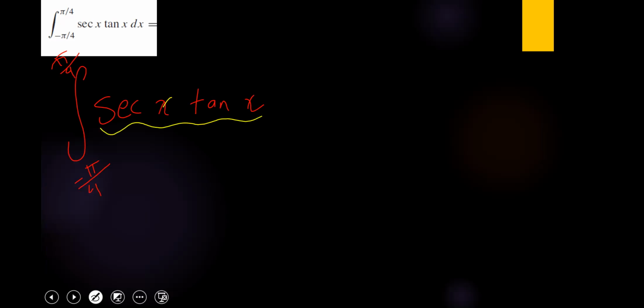Right, okay. Now this one here: the integration of secant tan from negative pi over 4 to pi over 4. First of all, we have to find the integration of secant tan. What's the integration of secant tan? It is secant of x from negative pi over 4 to pi over 4.